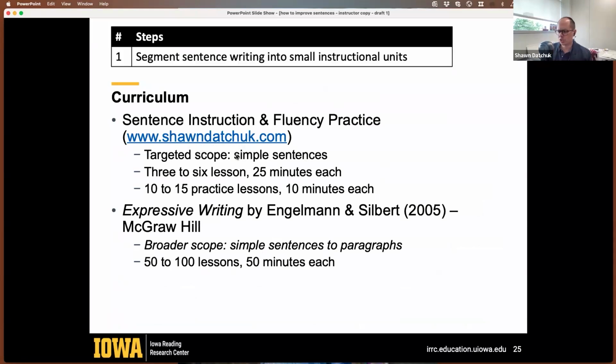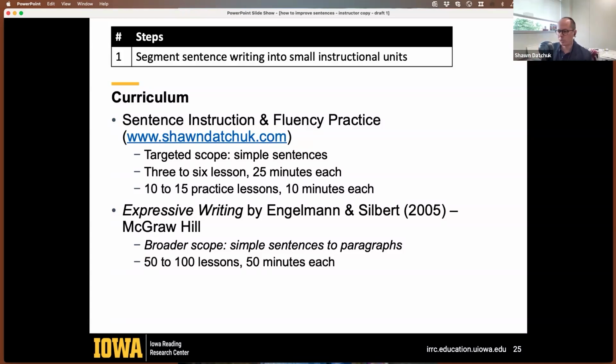It has a targeted scope and sequence, so it mainly focuses in on simple sentences. And what we find is that with 3 to 6 instructional lessons, each about 25 minutes, students can start to latch on to the basic building blocks of a simple sentence: a capital letter at the beginning, and punctuation at the end. There's a part that names, which is typically the noun, and a part that tells more, which is typically the verb. And then there's also other curriculum that take this approach.